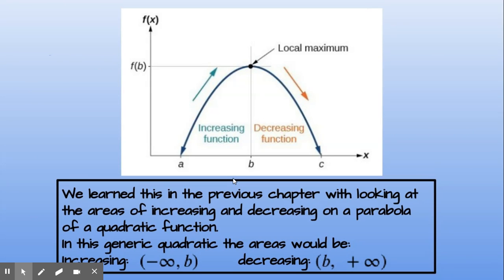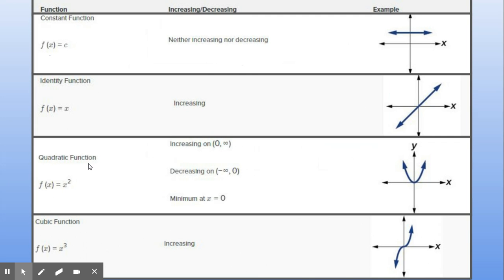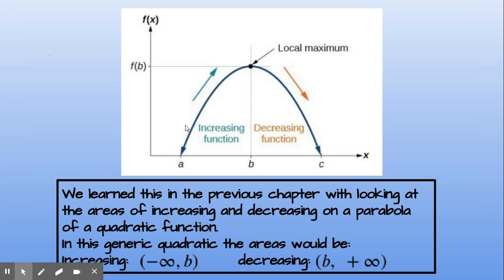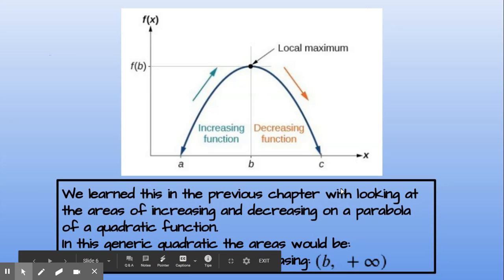And again, we did this with quadratics in the previous chapter. We had our parabola and we knew how to find where we were increasing and where we were decreasing. I said the easiest way to think of it is, if I'm tracing this U, my pen is going up first in this case, and then when I trace it, my pen goes down. If my pen moves up, that's an increasing motion. If my pen moves down, that's a decreasing motion. We wrote it in interval notation.